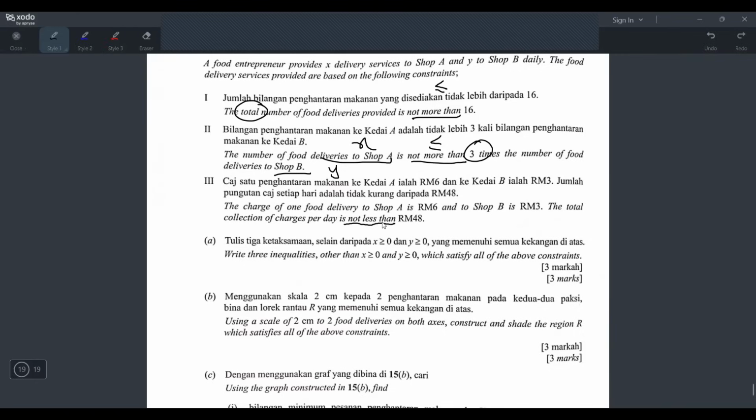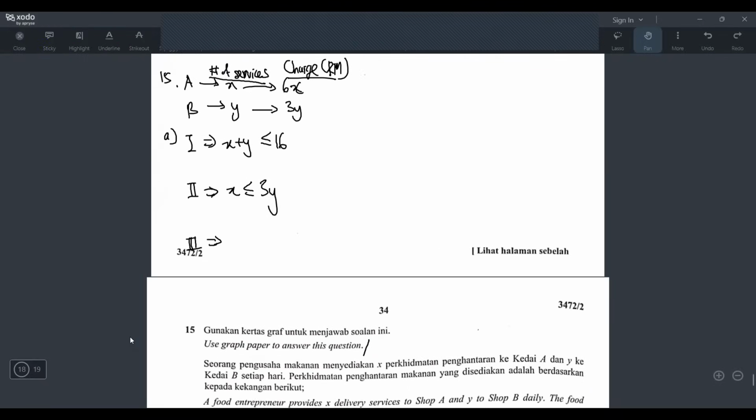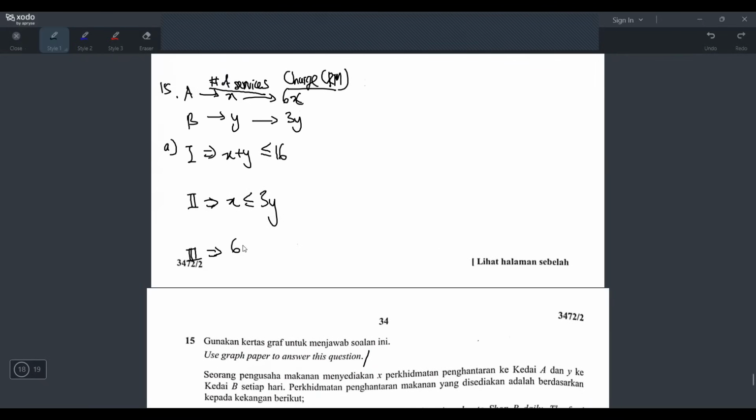Apa maksud not less than? Not less than means tak boleh kurang. Tak boleh kurang means it has to be bigger sama dengan, bigger or equals 48. So the total charge bigger sama dengan 48. So what is the total charge? 6x plus 3y, and then it has to be bigger or equals 48.